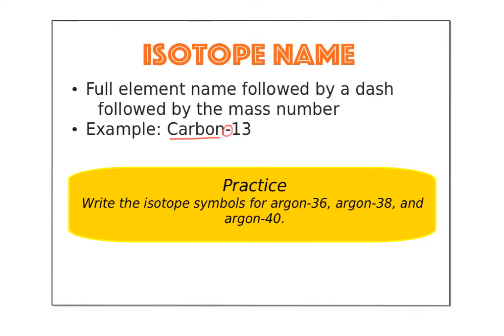So I want you to pause the video and practice. I'm giving you 3 isotopes of argon. I gave you the isotope name. Notice it says argon-36, argon-38, argon-40. I want you to write the symbols. That's, remember, X, Y, A, right? We'll do Ar since we know it's argon. So fill in these numbers for me for the 3 isotopes of argon. Okay, for real, pause the video. No, really, pause the video.